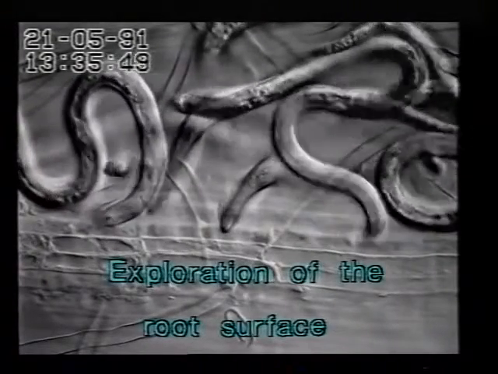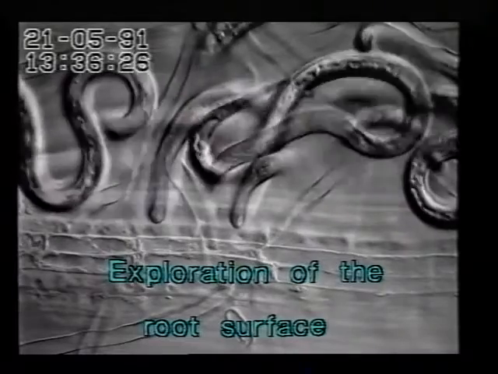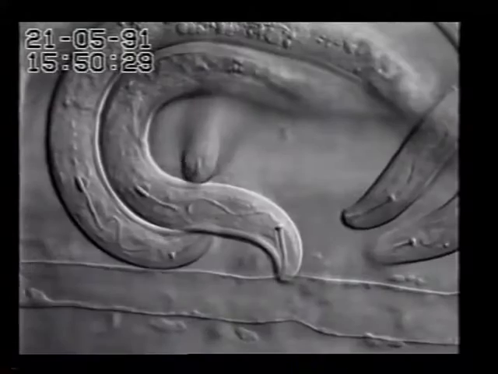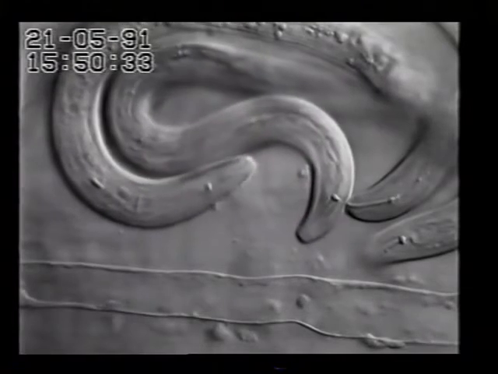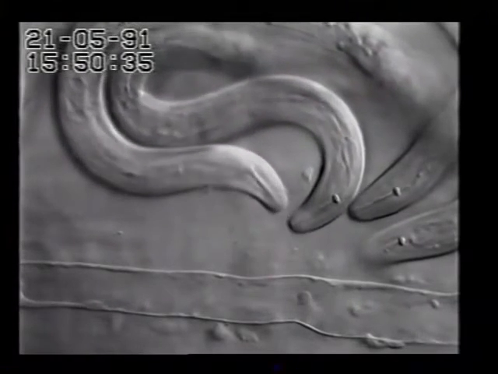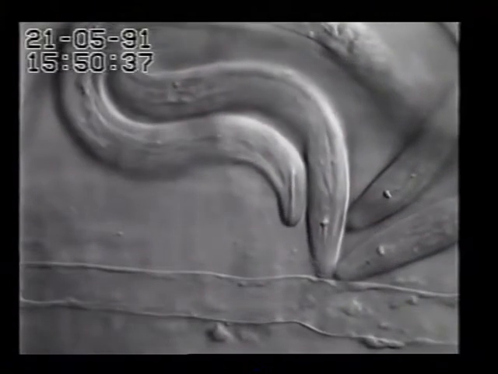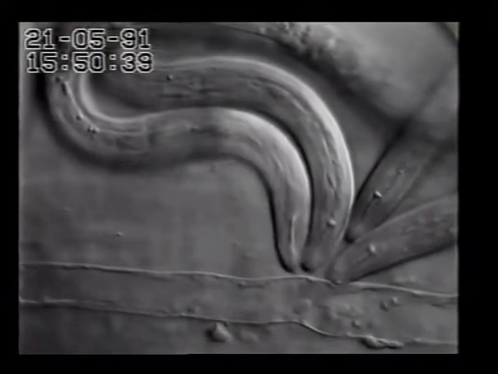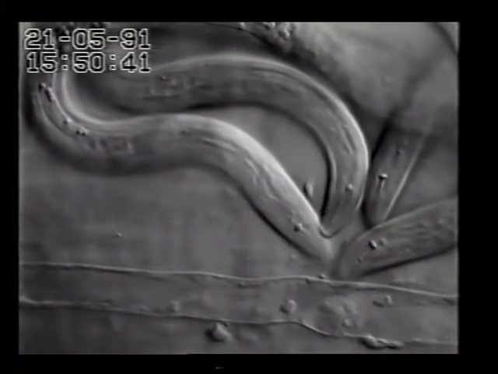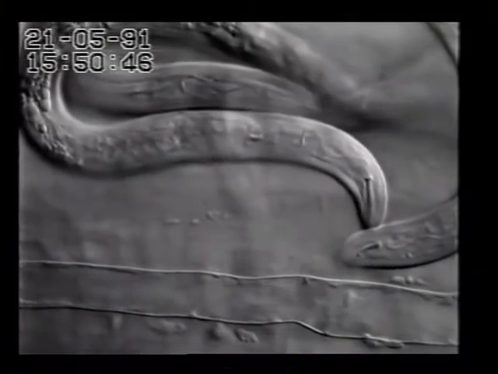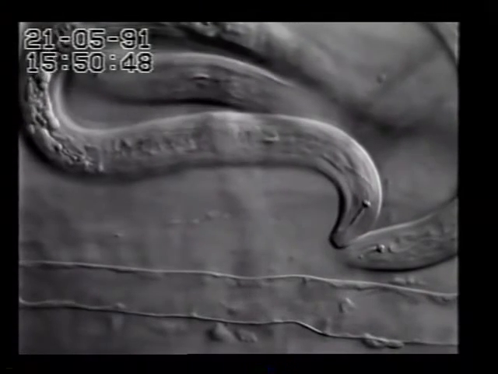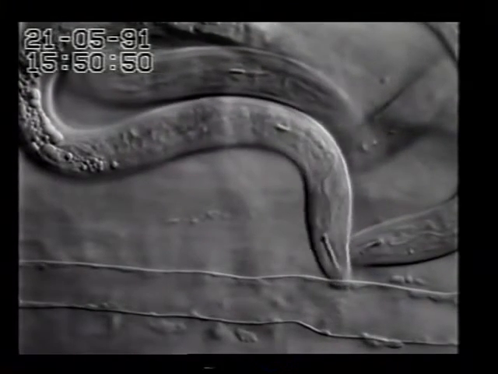To find proper penetration sites, the juveniles explore the rhizodermis with their lips and the thrusting stylet. Quite often, several juveniles try to penetrate the root at the same site and at the same time. In most cases, the juveniles invade the root by intracellular penetration. However, sometimes juveniles also invade the intercellular space between two adjacent cells.